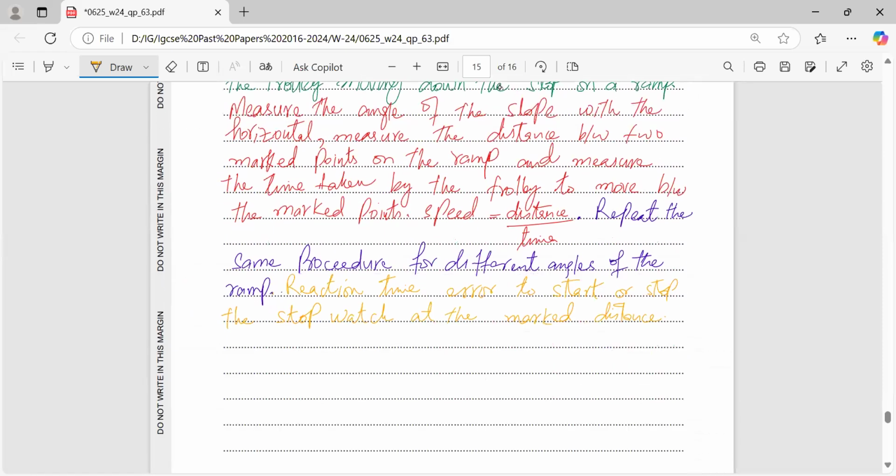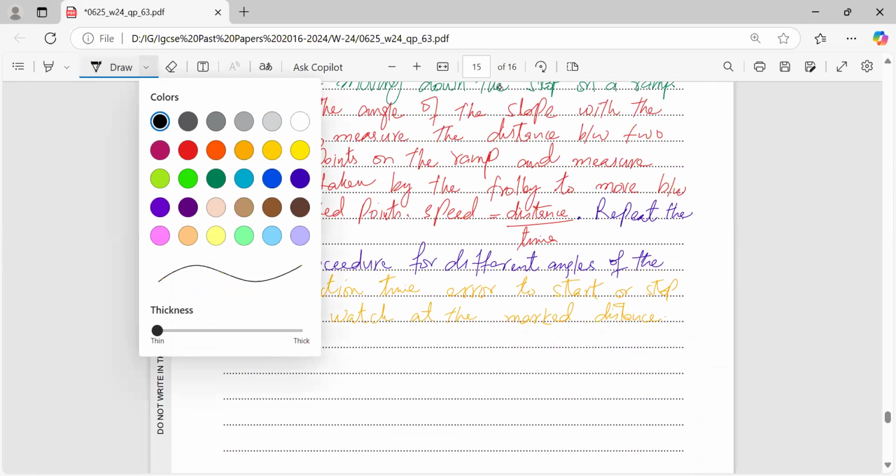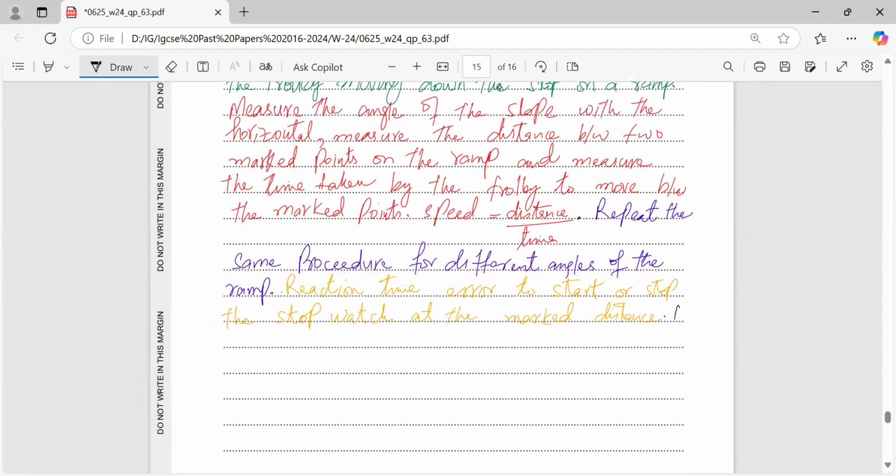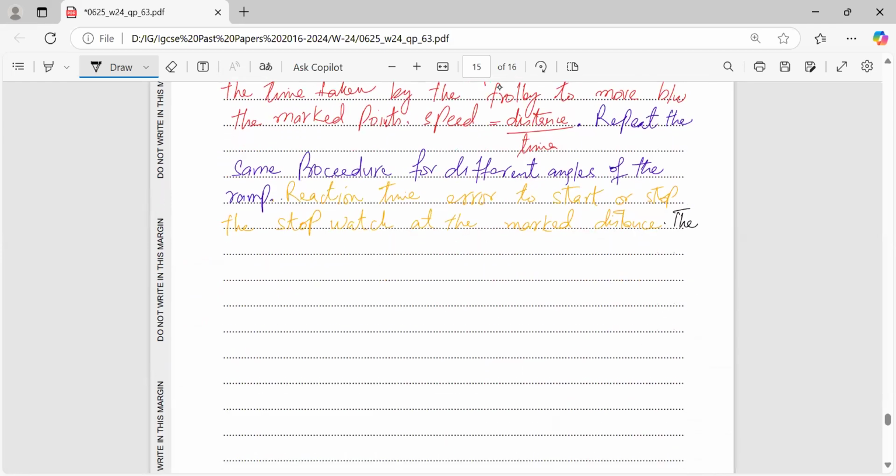Okay, then the next point is key variable to be kept constant. We can say key variable to be kept constant, my dear friends. I will go with the distance between the marked points should be kept constant. Yes, the distance the trolley moves, the distance between the marked points on the ramp, must be kept constant.